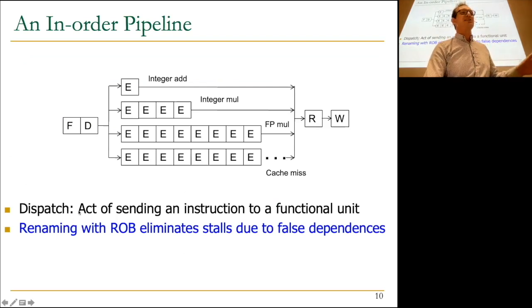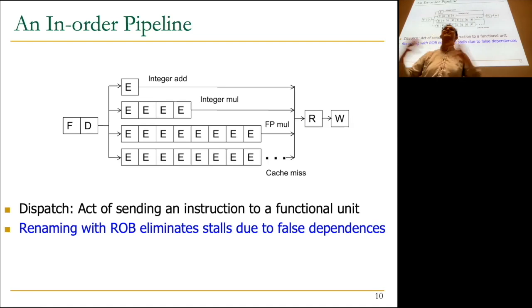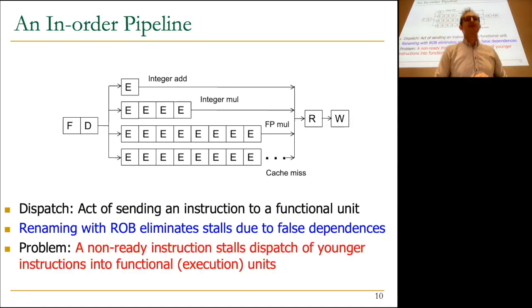Basically, remember, dispatch is the act of sending an instruction to a functional unit. I ignored the reorder buffer allocation over here, but I will have it over here. Later, I'm going to eliminate the reorder buffer to explain things more simply, but we're going to reconstruct it again, hopefully. Basically, we used renaming with a reorder buffer to eliminate stalls due to false dependencies. If you do renaming, when you get a false dependence, you don't need to stall because you eliminated that dependence, right?